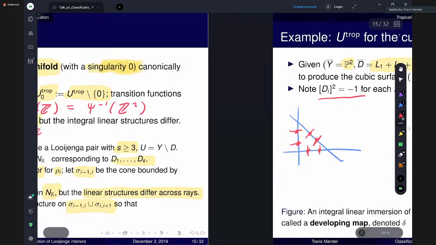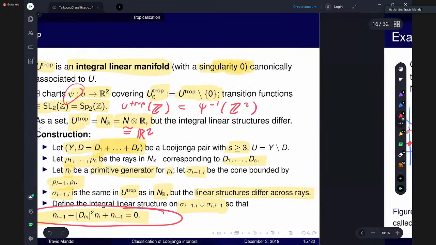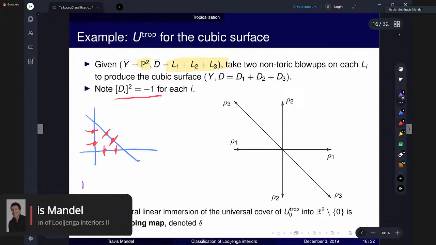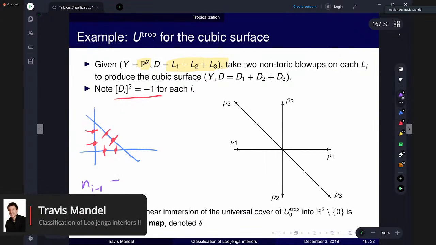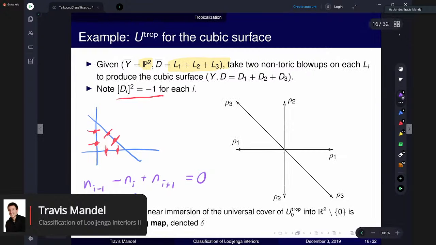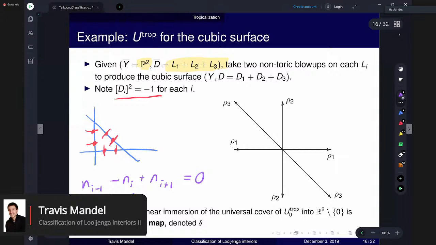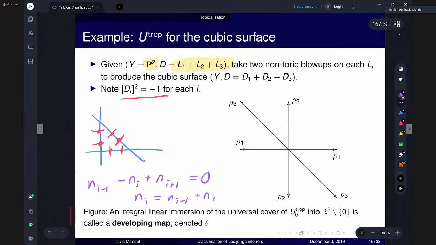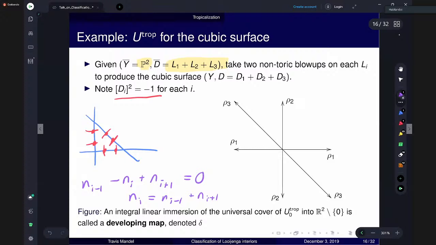So this equation that we had becomes n_{i-1} - n_i + n_{i+1} = 0 for each i, with these i's being cyclically labeled. So I could also write this as n_i = n_{i-1} + n_{i+1}. And we can use this to start drawing U-trop.